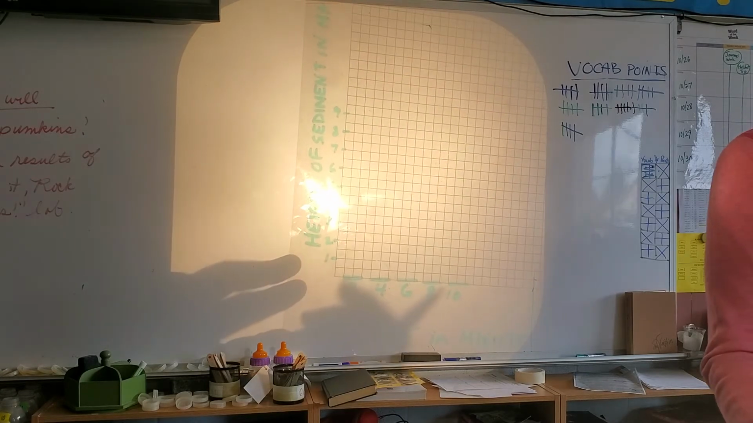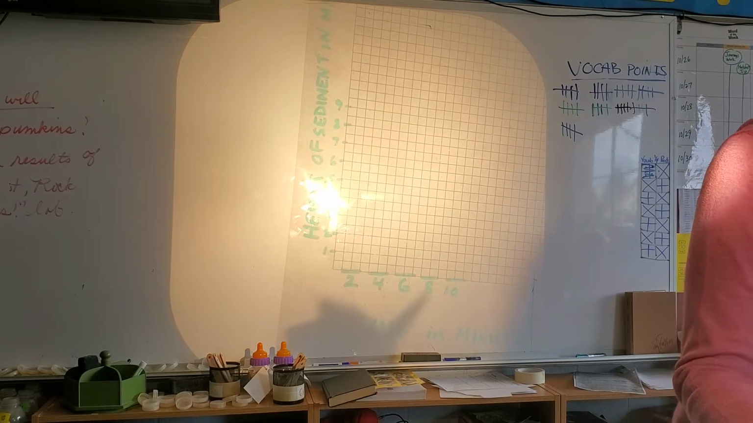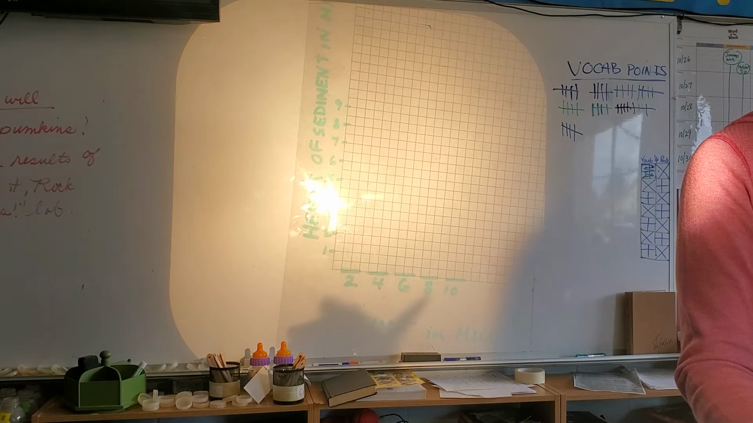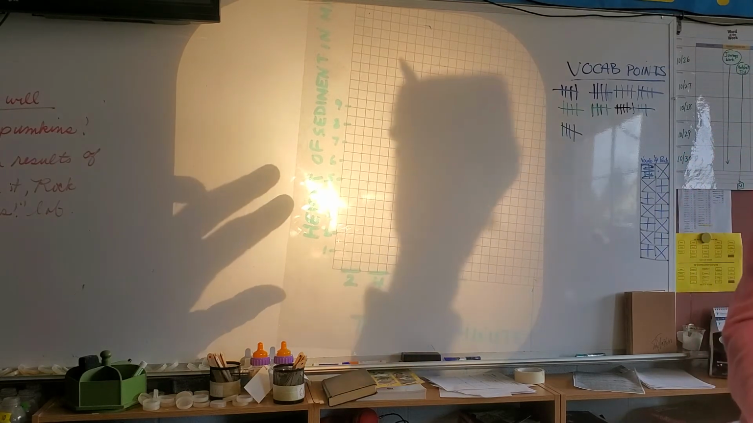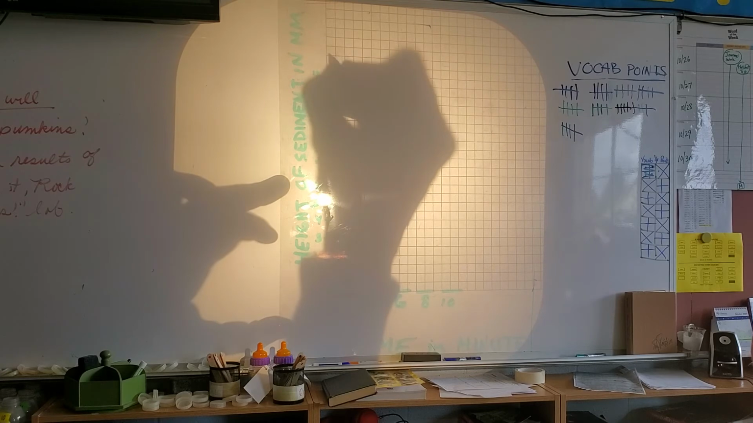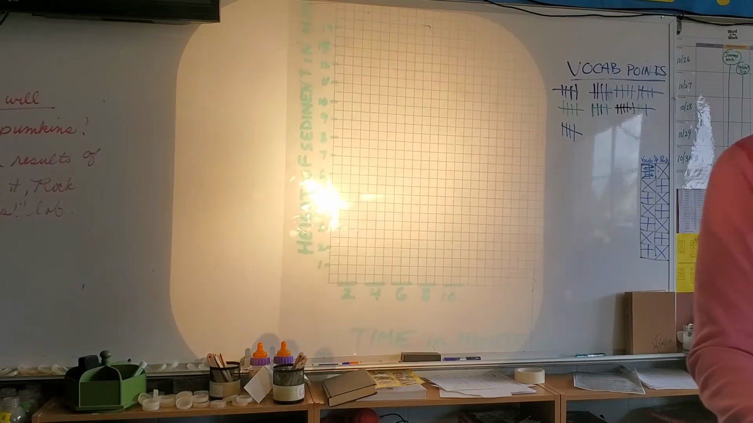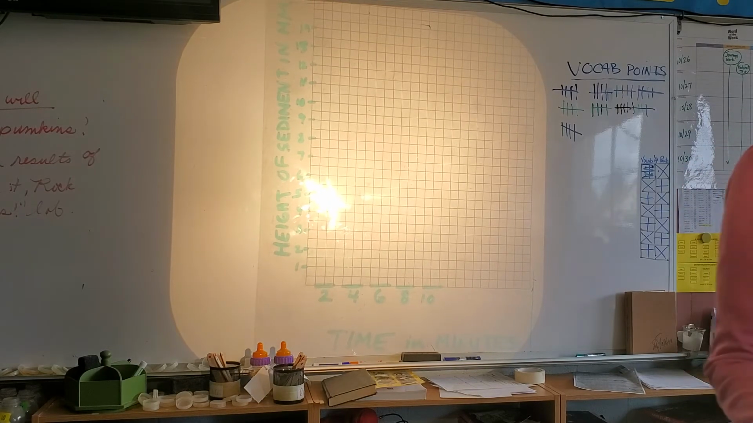What's the highest number we have for measurement here? These guys have 14. Anyone have higher than 14? So go as high as your highest number. Go as high as your highest number. These guys have 14. They're going to have to go pretty high. Okay. Now I've got my dependent variable scale and I've got my independent variable scale.